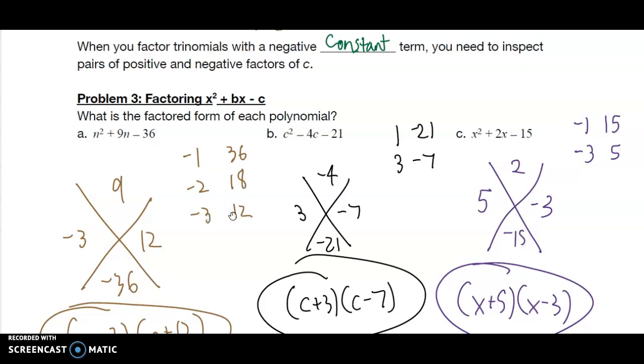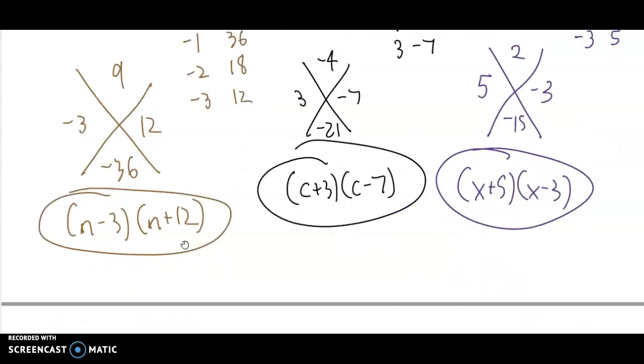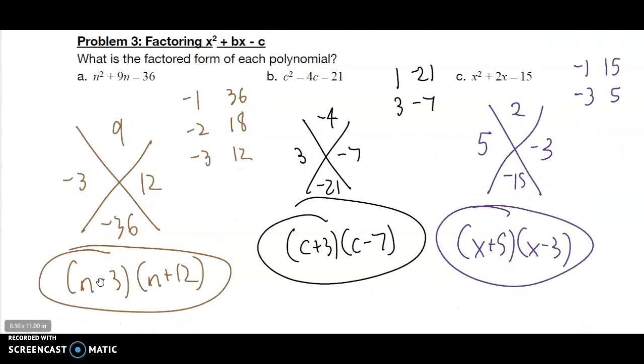But if I use the numbers -3 and 12, they add together to get me 9. That was my middle term. They multiply together to get me my constant, that was my -36. And notice again that the bigger number was positive because our sign in the middle was also positive. So if I use that for my factorization, n minus 3, n plus 12, we already have the question solved.